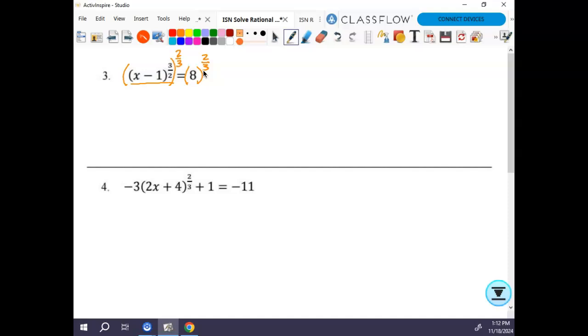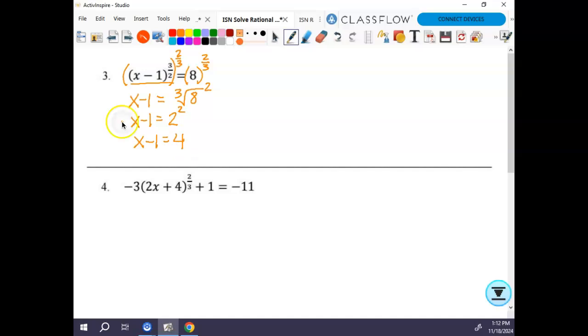So then I get x minus 1 equals, and again, maybe it makes a little bit more sense to you with roots. I mean, maybe not, but it's up to you. You could rewrite this as the cube root of 8 squared. I think sometimes that helps you get your brain wrapped around what you're trying to do here. And so what's the cube root of 8? 2. So this is really x minus 1 equals 2 squared. So x minus 1 equals 4.